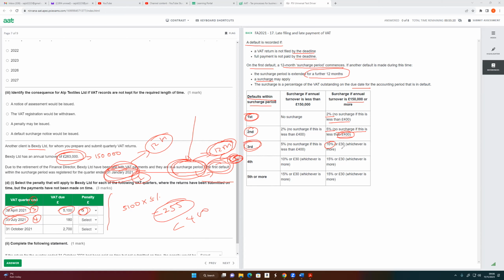On the third default, we have 31st of July, and on the third default, it says 10% or 30, whichever is more. So we have 180. So 180 multiplied by 10%, and that gives me 18.